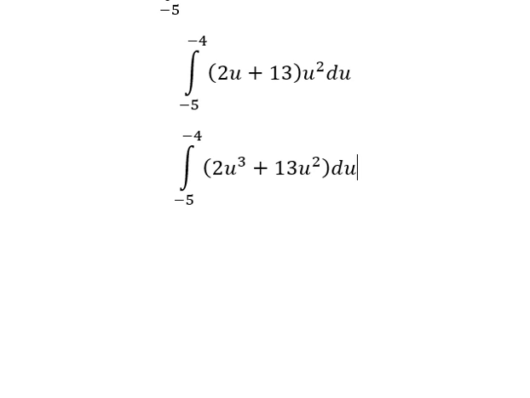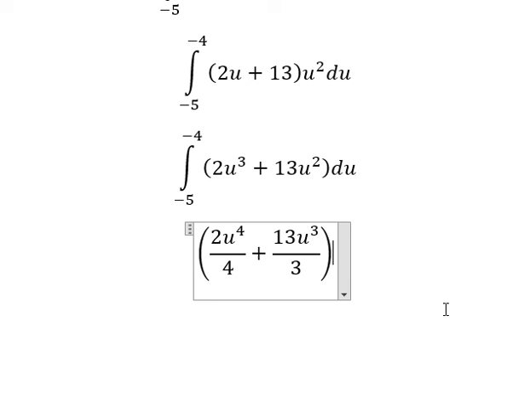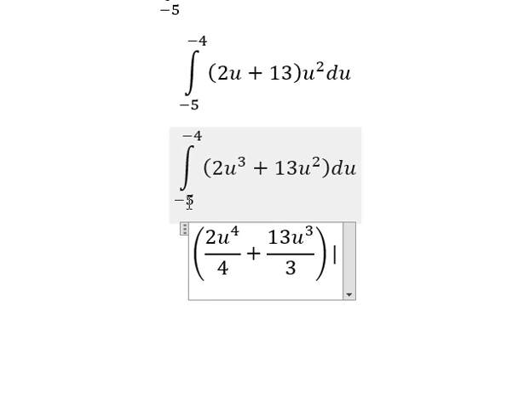And now we have the final answer. The integration of u to the power of 3 gives u to the power of 4 over 4. This one gives 13u to the power of 3 over 3. And we put the bounds from negative 5 to negative 4.